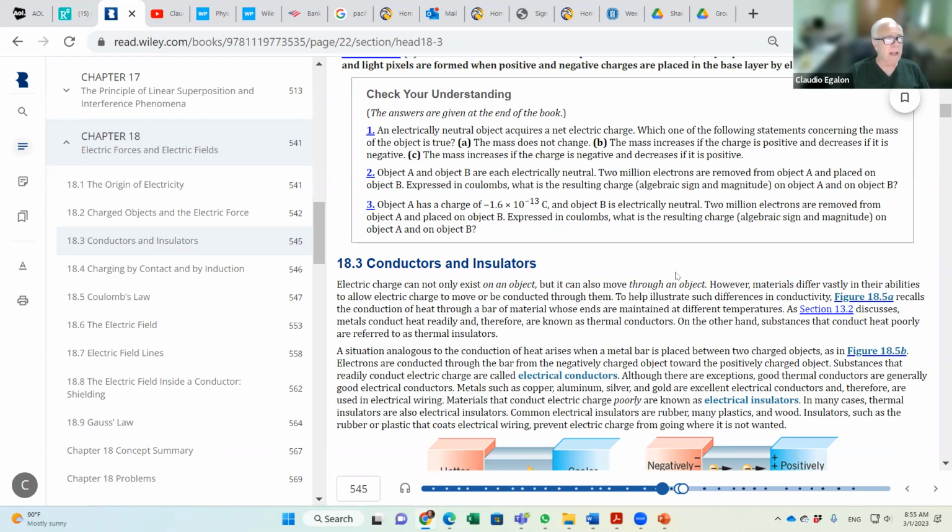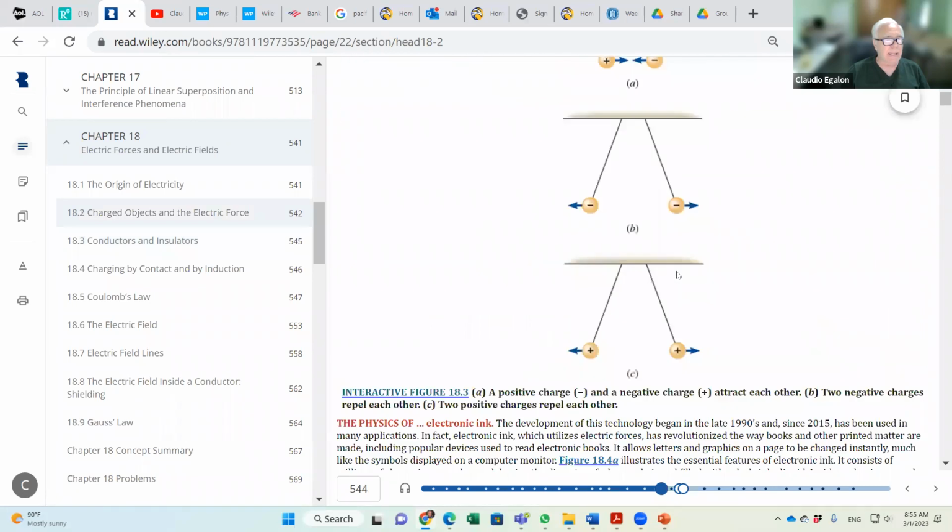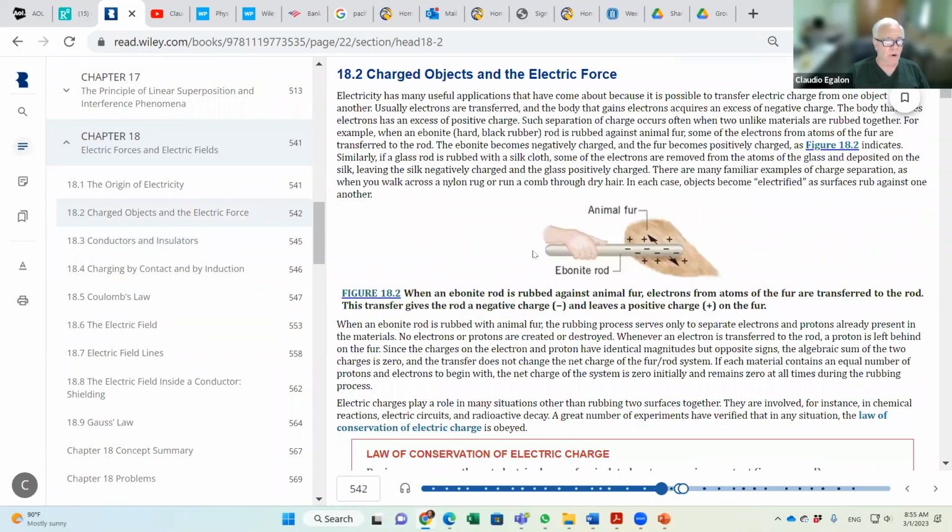You can have an insulator electrically charged, like in the case of this ebonite rod here. It is electrically charged, but the charges don't move easily inside the bulk of the material. Whereas in metals, in conductors in general, they do move easily.